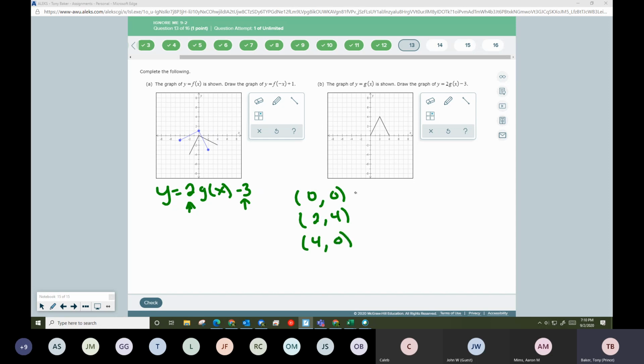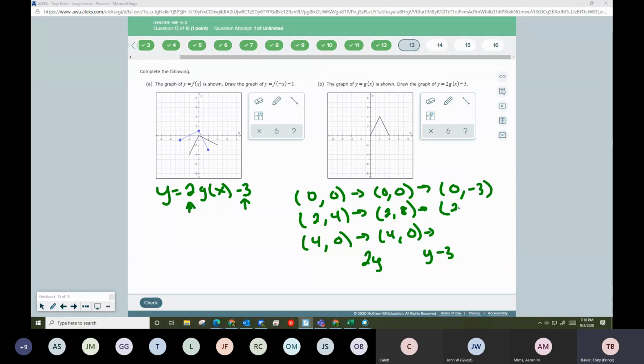That's better. So now I'm going to change my y's. I'm going to do it in 2 steps. The first one, I'm going to do 2 times y. So this one's still going to be 0, 0. This one's going to be 2, 8. And this one's going to be 4, 0. So I'm just multiplying my y by 2. The next step, I'm going to do y minus 3. So this becomes 0, -3, 2, 5, and 4, -3.